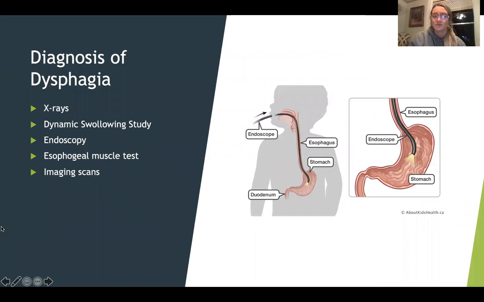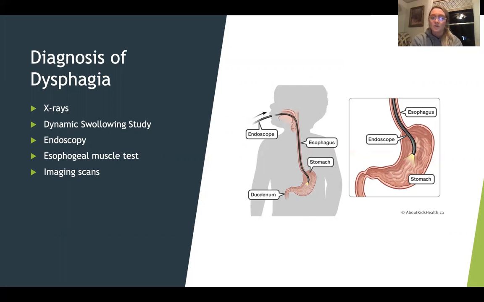They diagnosed this problem with x-rays to see what the esophagus is looking like, and if there's tumors in the esophagus that could be blocking something, and also the size of it, if there's like issues with it being too small.